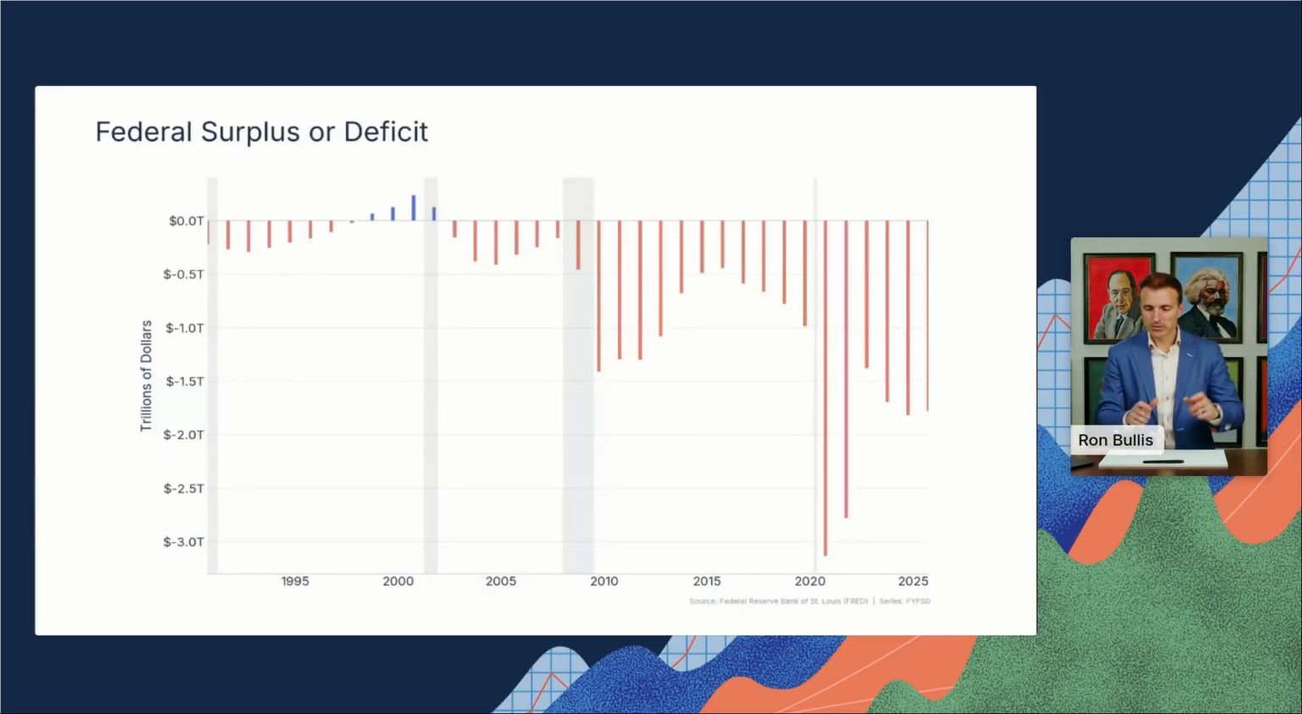I jumped slides, just put these two in the wrong spot. I wanted to do real GDP next to this one here. Federal surplus or deficit. Orange means that the government is spending more than they take in. That would be a deficit. Blue means there was a surplus. And this is right from the Federal Reserve's data.